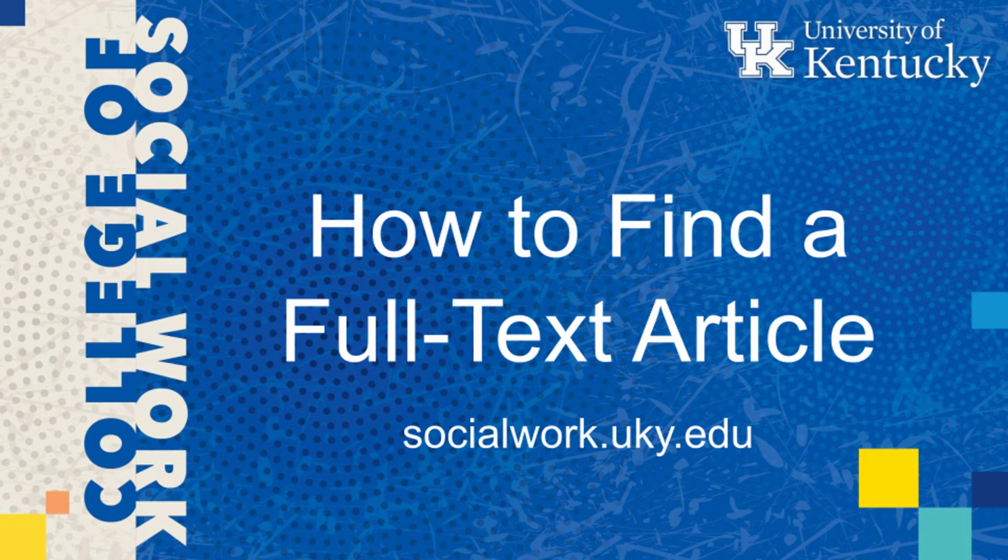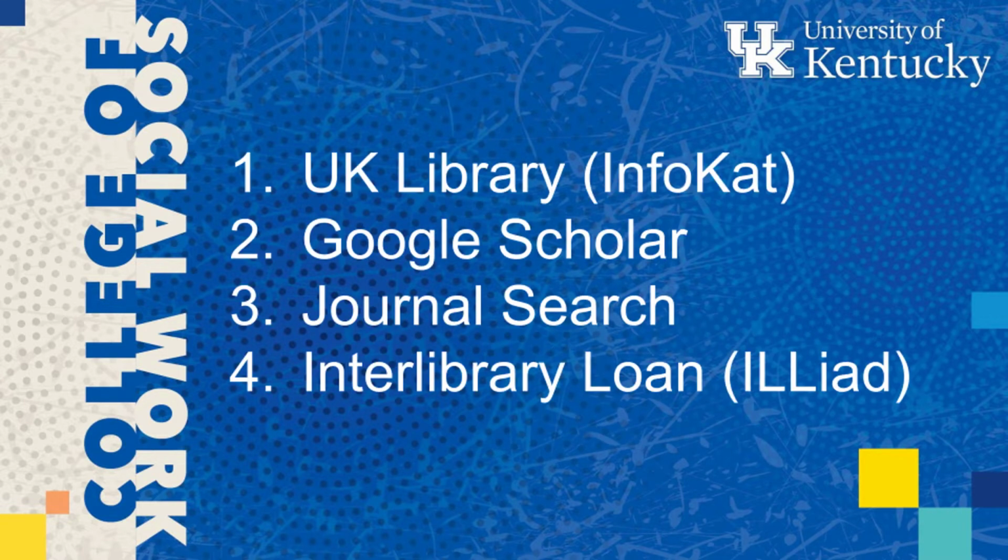In this video, we're going to look at how to find the full text of a scholarly article as a University of Kentucky student. We'll start at the UK Library website and then look at a couple of alternative ways to source and find the articles if you are unable to find the full text of the article there. In total, we will look at 4 different ways to find your full text article.